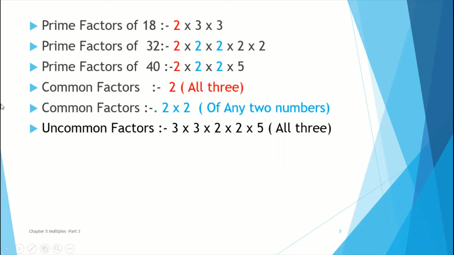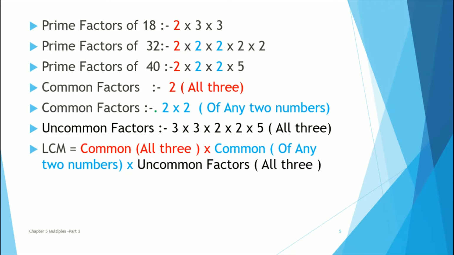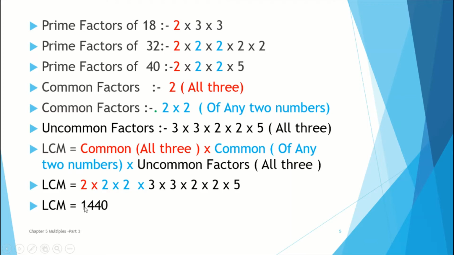Now our last step is that we have to find LCM. So how to find LCM? We have to multiply common factors of all three numbers, common factors of any two numbers, and uncommon factors of all three numbers. You have to multiply all the numbers. So common factor is 2. Common factors of any two numbers is 2 multiplied by 2, and uncommon factors is 3 multiplied by 3 multiplied by 2 multiplied by 2 multiplied by 5. Now scholars, when we will multiply this, what you will get as LCM is 1440.